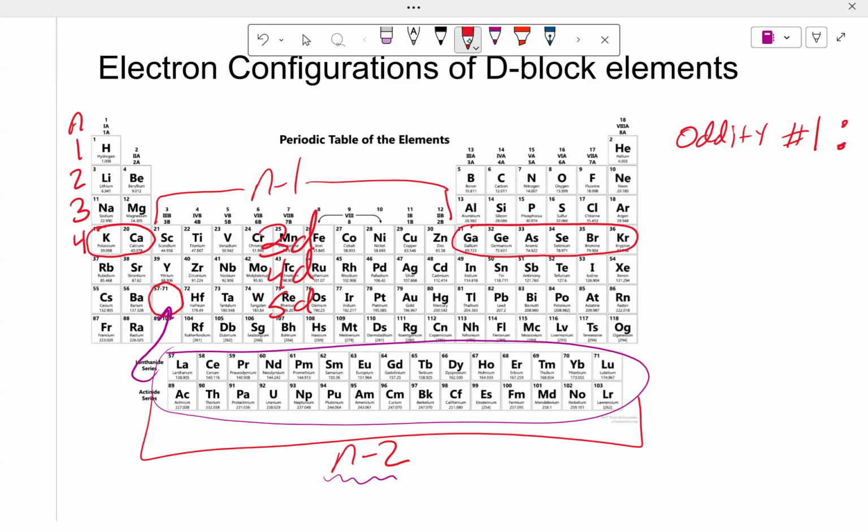So if n here is 5, 6, 7, for the first row in the F block, this is going to be 3F. I'm sorry, 4F. And this is going to be 5F. So that's just one thing you have to keep in mind if you're doing electron configurations that are going lower than n equals 3.